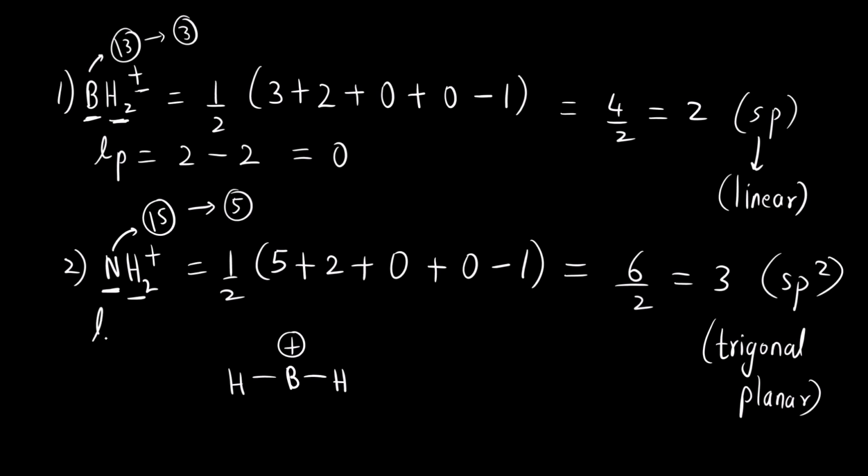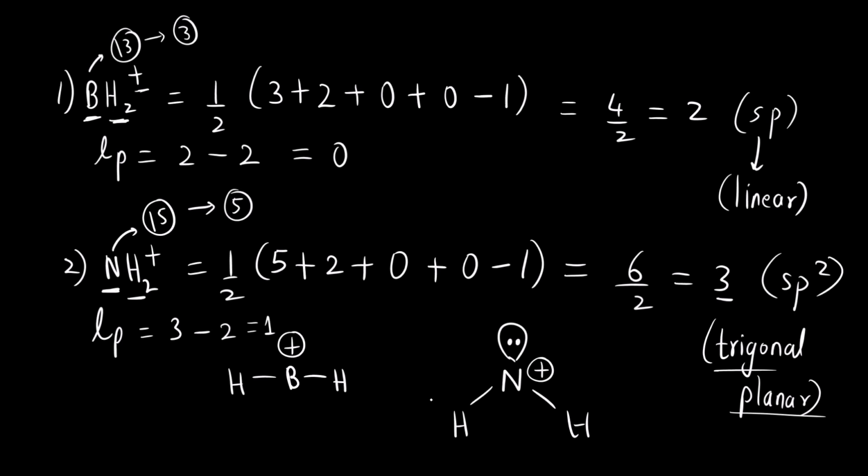Now NH2 plus, if I want to find out the lone pair, steric number is 3. How many side atoms? 2. So here there will be one lone pair. So what will be the geometry? Nitrogen, there is one lone pair. Okay, and then there will be 2 hydrogens and a positive charge like this. So the geometry is trigonal planar. If I want to find out the shape, here there is no lone pair, so shape is also linear.